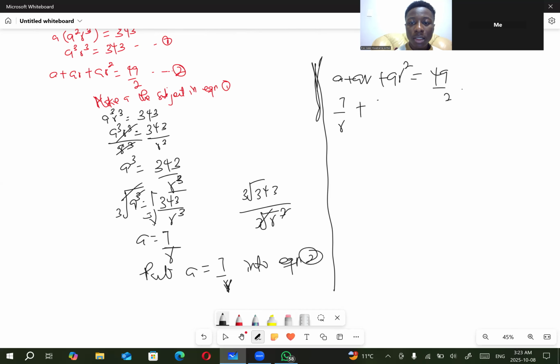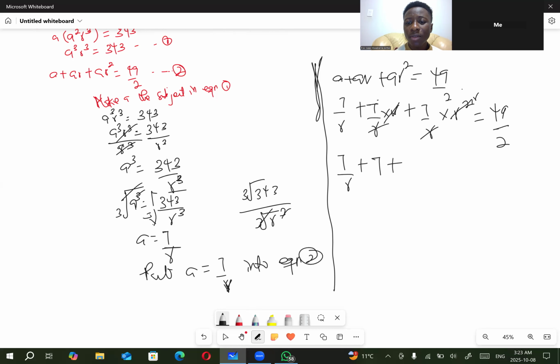So it's what? Plus 7 over R times R, plus 7 over R times R squared. Oh, come on. You couldn't solve this. 49. I'm disappointed in you all. Plus, it will cancel. Left is 7 plus. This one will come and take one of this. You have R times 7, 7R equals 49 over what? 2. You have 7 over R.